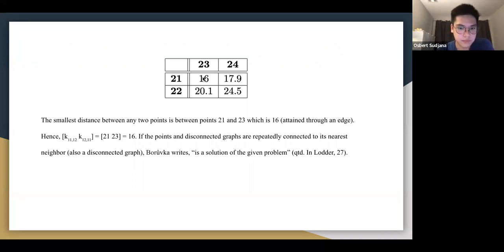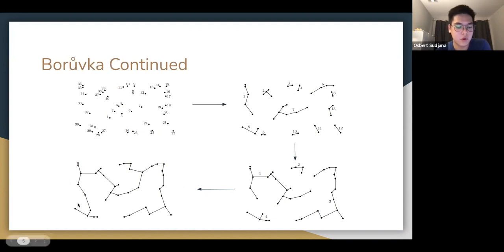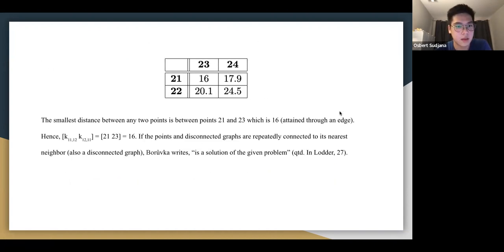Hence, if the points and disconnected segments or graphs are repeatedly connected to its nearest neighbor, Borůvka writes that this is a solution to the given problem of minimum spanning trees, because as you can see, he does form a spanning tree at the end by connecting every point to its nearest neighbor.